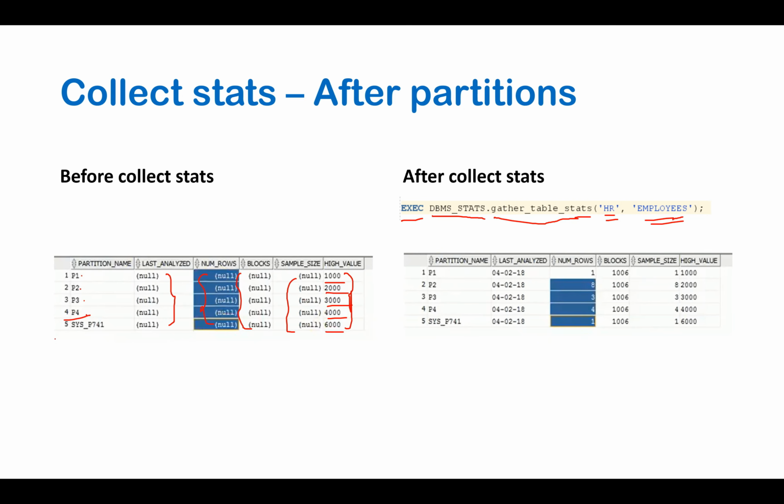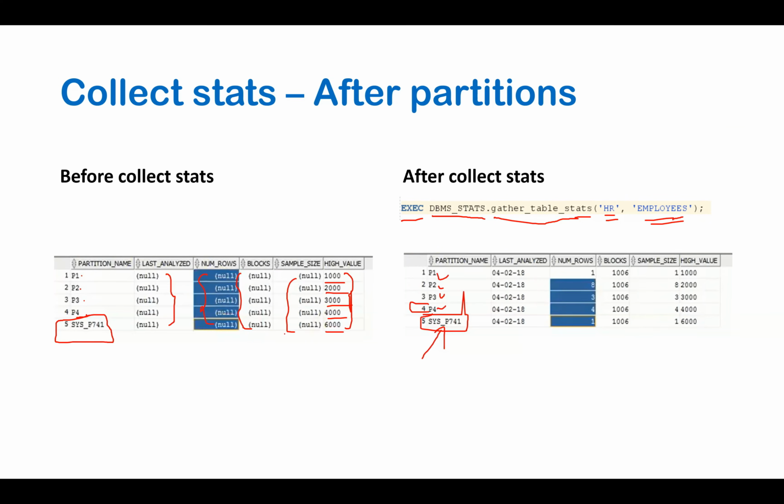So can you identify what this is? How is it created? System underscore P 7 741. See, we have created partition 1, partition 2, partition 3, and partition 4. But this partition is automatically created by the keyword called interval. If you haven't used the keyword interval, this record will not go to this partition. It will go to P4 only. So remember this, that's what I wanted to mention here.